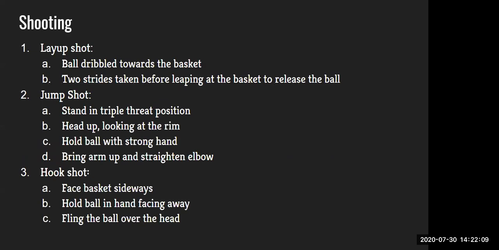So shooting has different types of techniques. One is the layup shot. For a layup shot, you have to dribble the ball towards the basket and take not more than two steps before leaping at the basket to release the ball. Then the jump shot. For a jump shot, you have to stand in a triple threat position, looking at the rim.